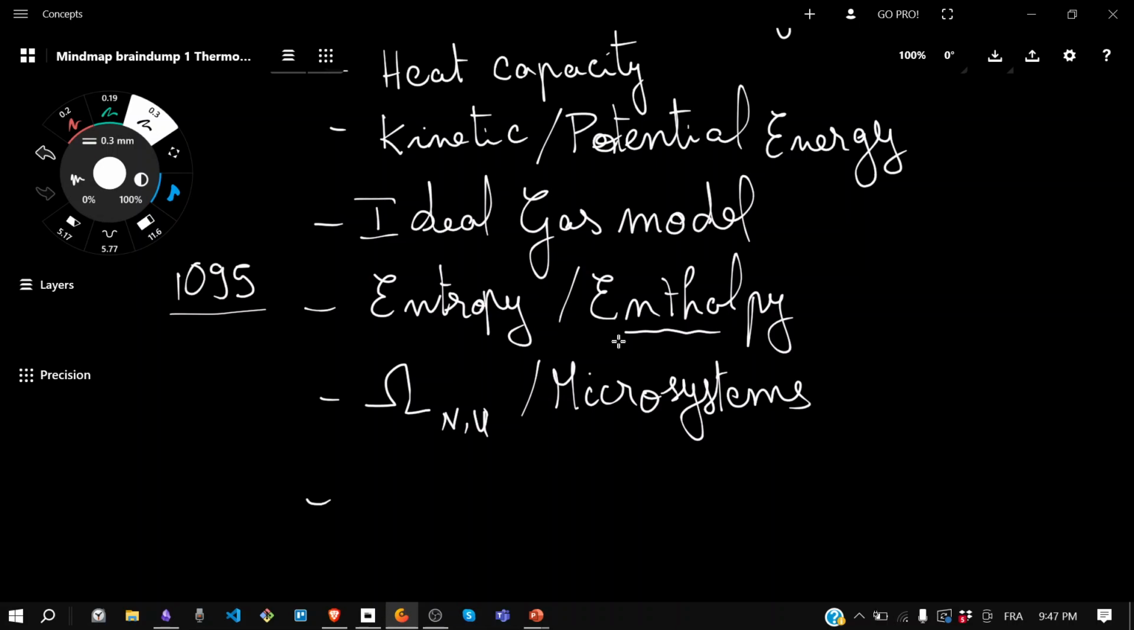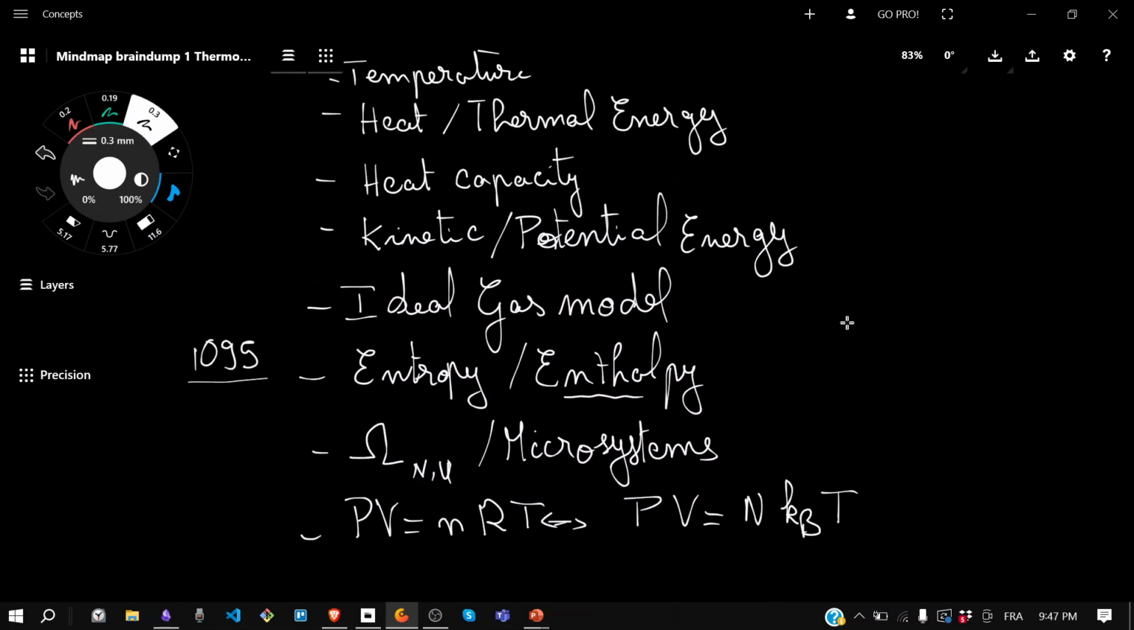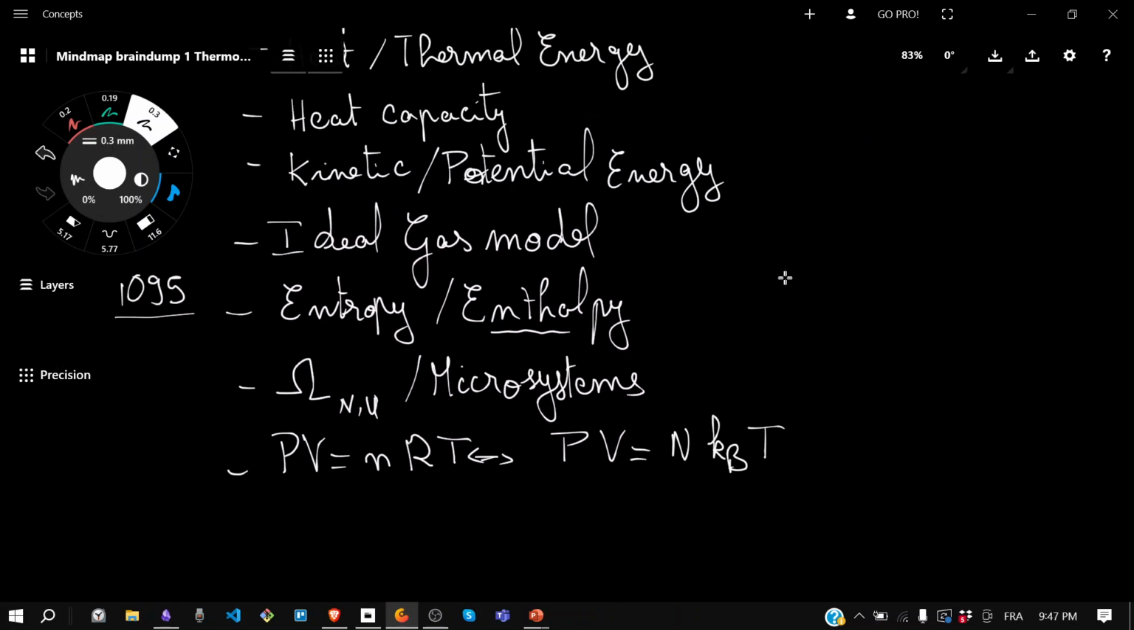What else have you looked at? Well, we have the ideal gas law, but this time I'm not going to write it. So it's PV equals nRT. However, it's also equivalent to PV equals N k_B T. Okay. What else do we have? We have U.